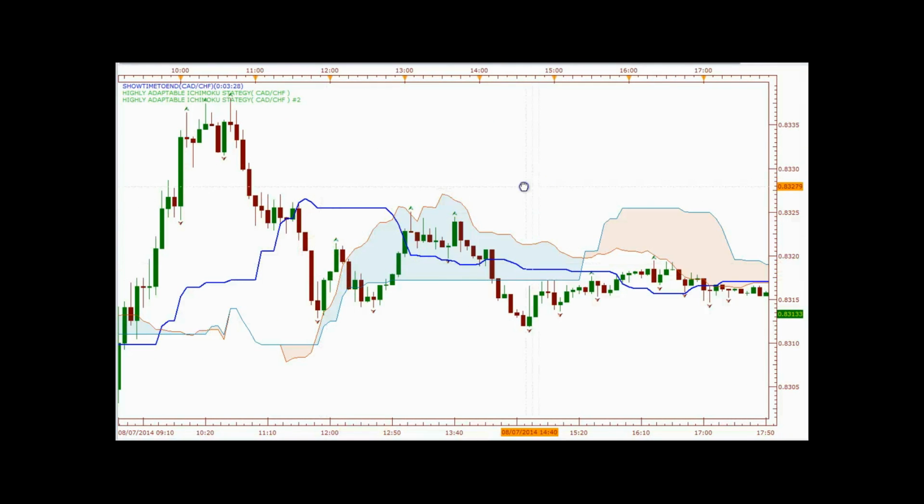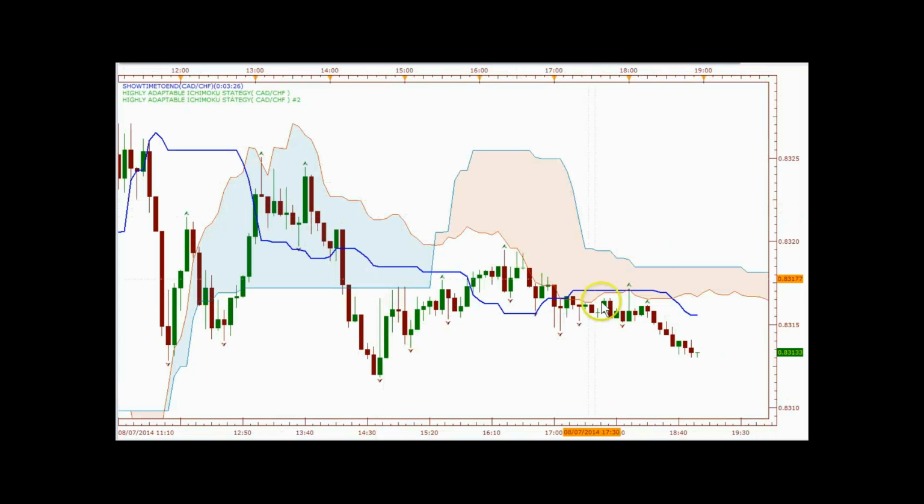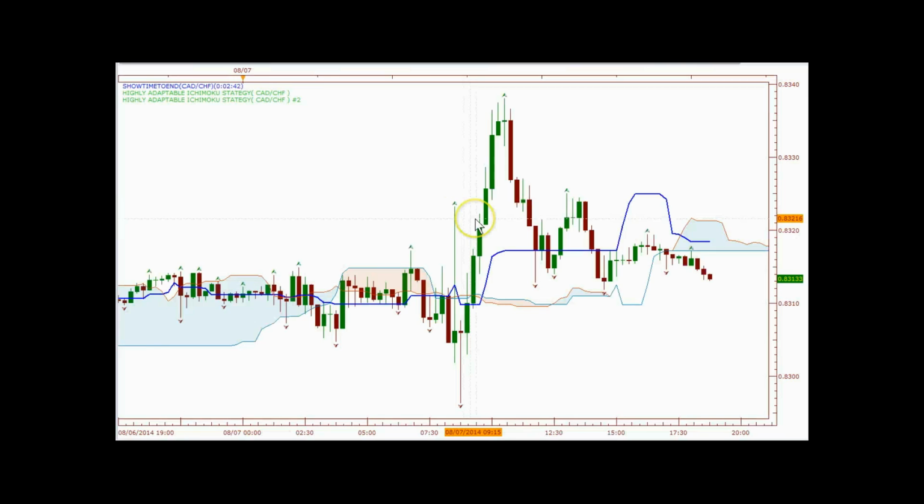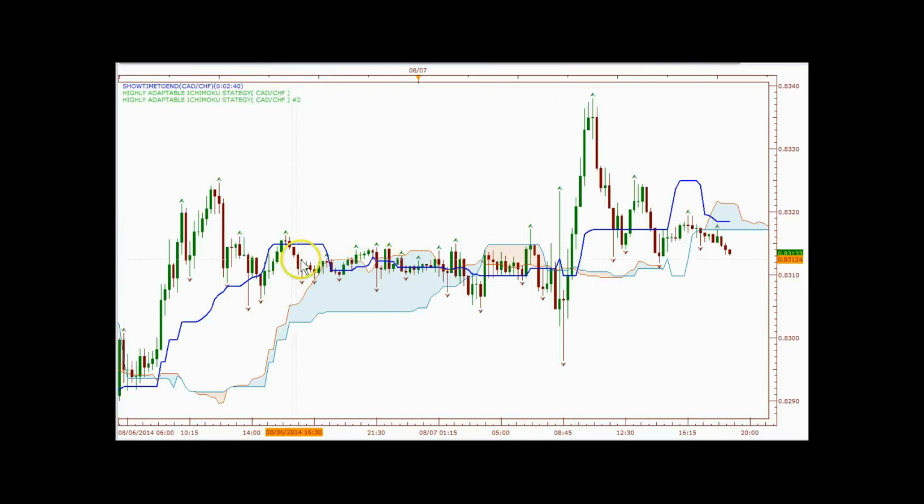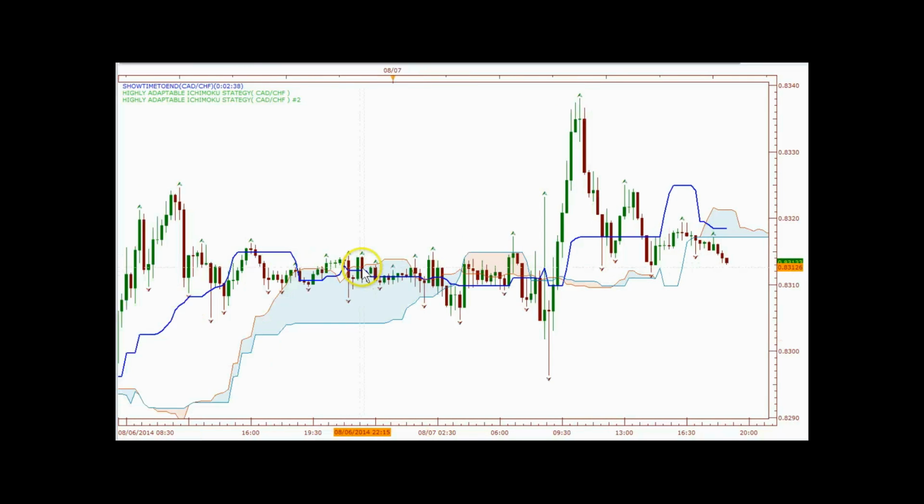You can see your fractal levels. Still the same thing holds true. You have a higher fractal, then a lower fractal, higher fractal. So it still holds true. So let's move to the 15-minute. And see, this is a lot of garbage. It's just nothing that you can really trade.